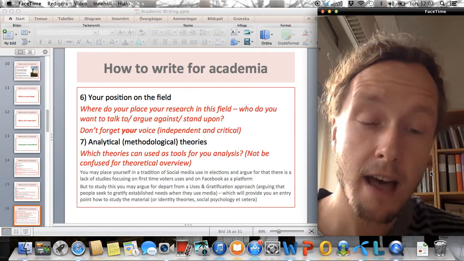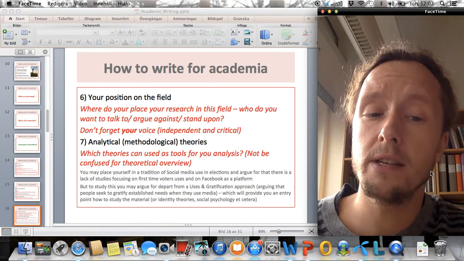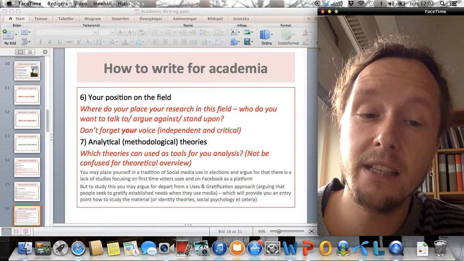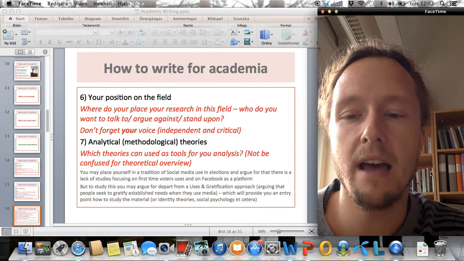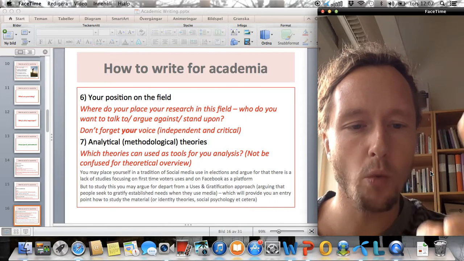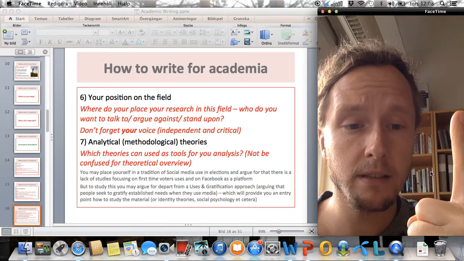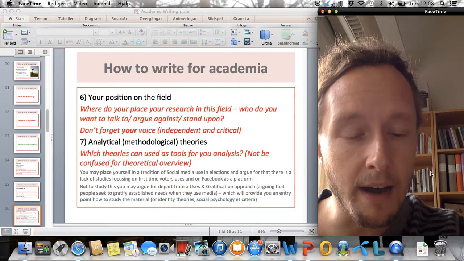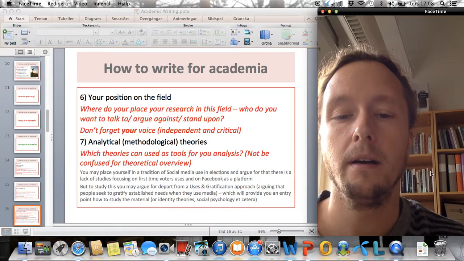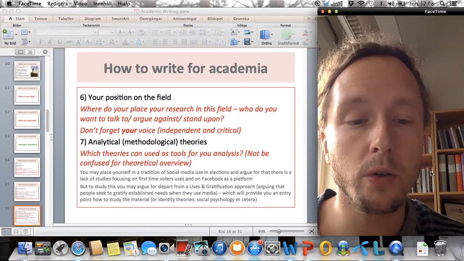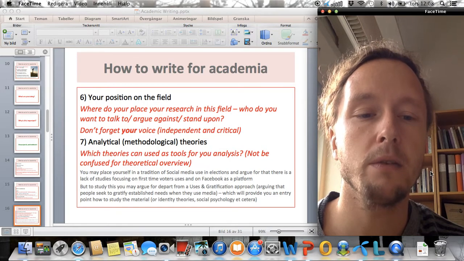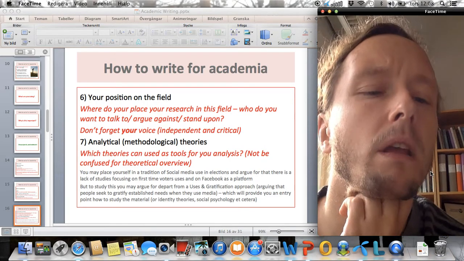Now, there comes another part, which is also theoretical but different from the more overview theories, the analytical theories, the theories that you will use in your analysis. So there are two different functions of theories. One, you position yourself in the field. You do the overview. What have other people done concerning social media and democracy, for example? What do you contribute to, etc., etc. And then you have the theories that you will use to understand and to analyze your research question.